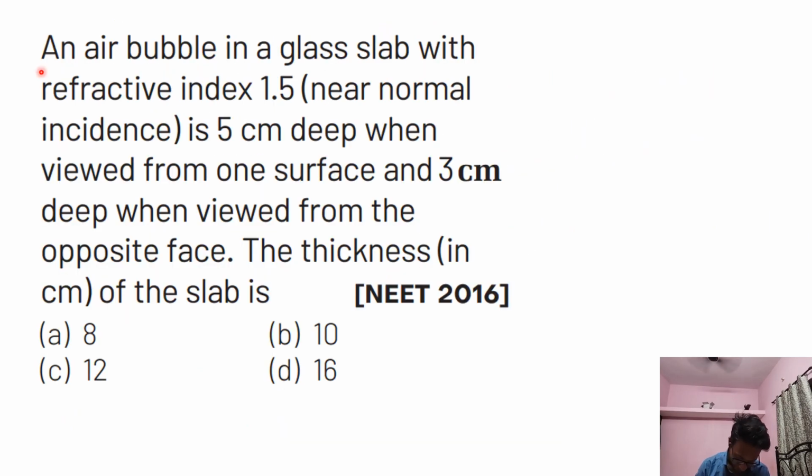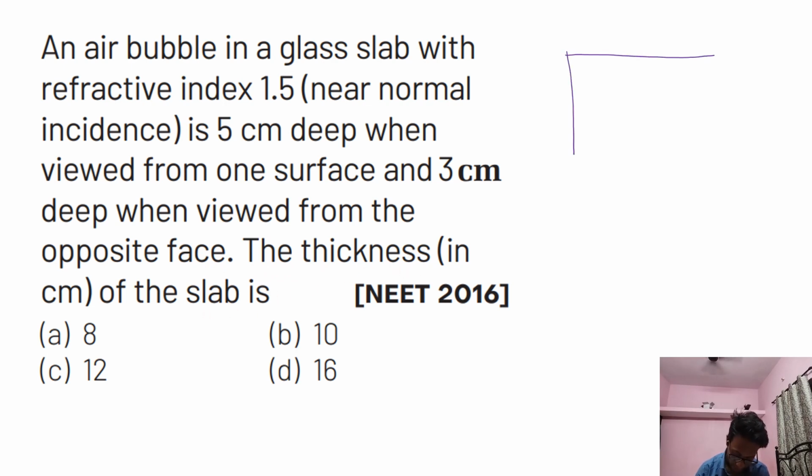So, let's read this question. An air bubble in a glass slab with refractive index 1.5, viewed near normal, is 5 cm deep when viewed from one surface and 3 cm deep when viewed from the opposite face. The thickness of the slab is? That means, what is the question saying?